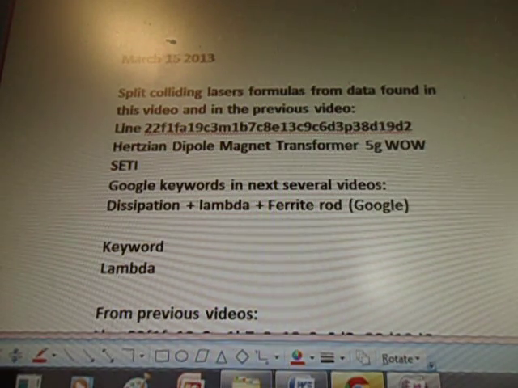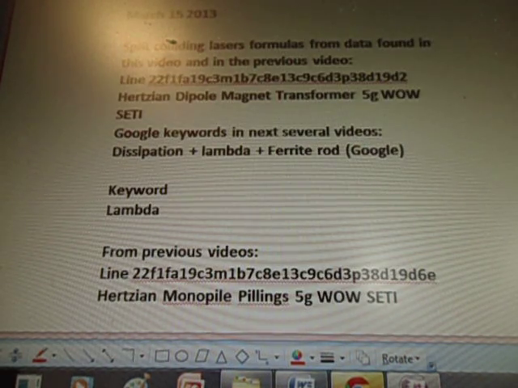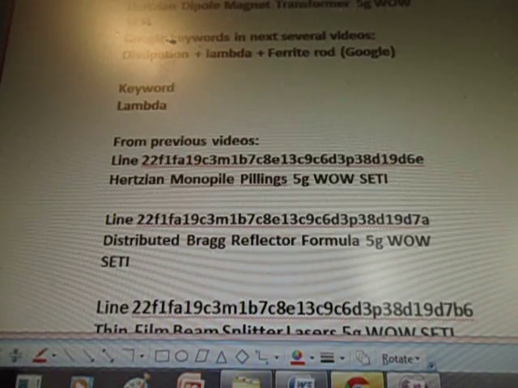13c9c6d3p38d19d2 Hertzian Dipole magnet transformer 5G Wow Seti. The keywords we looked at were dissipation, lambda, and ferrite rod. Lambda was in line 22f1fa19c3m1b7c8e.